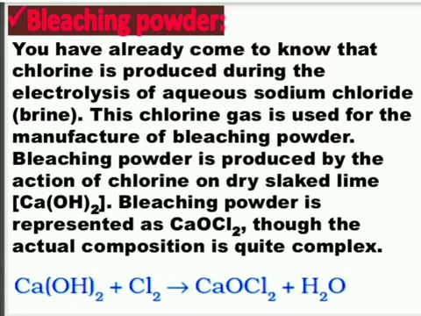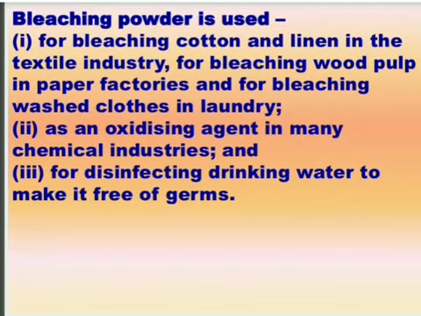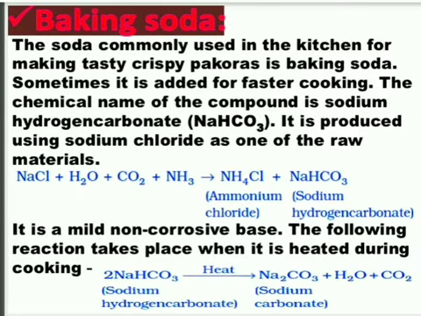Then we have done bleaching powder. Bleaching powder is the general name of calcium oxychloride. Calcium oxychloride means CaOCl2, and in that we have taken slaked lime along with chlorine gas, and it will give bleaching powder along with water as the side product. Up to here, I think the things are clear. So let us start today baking soda.